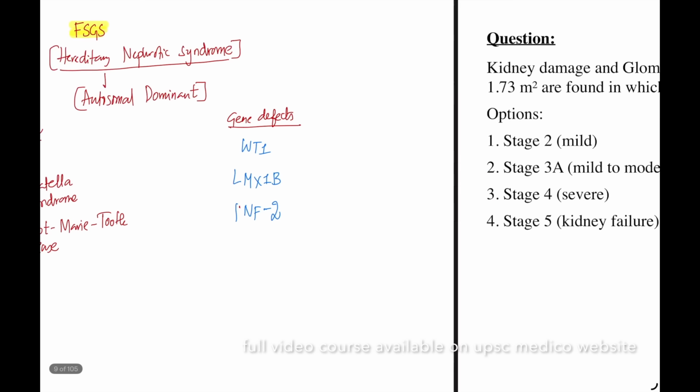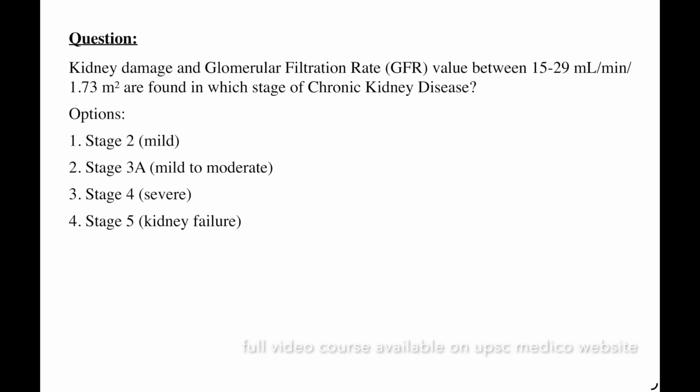Now, a little difficult question. This is easy. This is a repeat. It's been repeated two to three times by now. You just have to know the staging of chronic kidney disease, and in the latest books, the staging system that we follow is the KDIGO staging system. Kidney Disease Improving Global Outcomes. KDIGO classification of CKD based on the GFR.